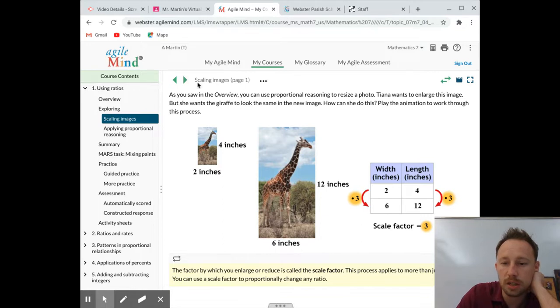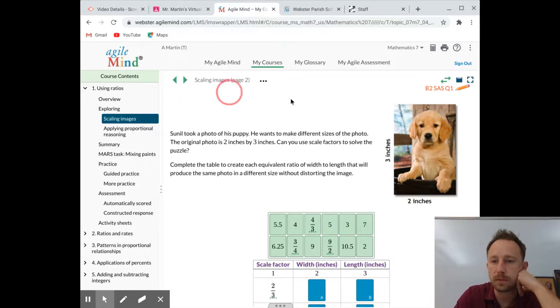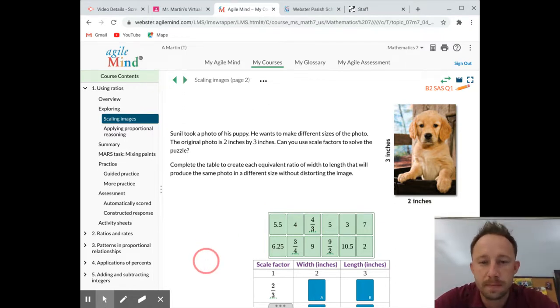We're going to go to page 2. Okay, so let's look at this little puppy. Let's read about him. Brooke, will you read this for us, please? Sunil took a photo of his puppy. He wants to make different sizes of the photo. The original photo is 2 inches by 3 inches. Can you use scale factors to solve the puzzle? Complete the table to create each equivalent ratio of width to length that will produce the same photo in a different size without distorting the image.